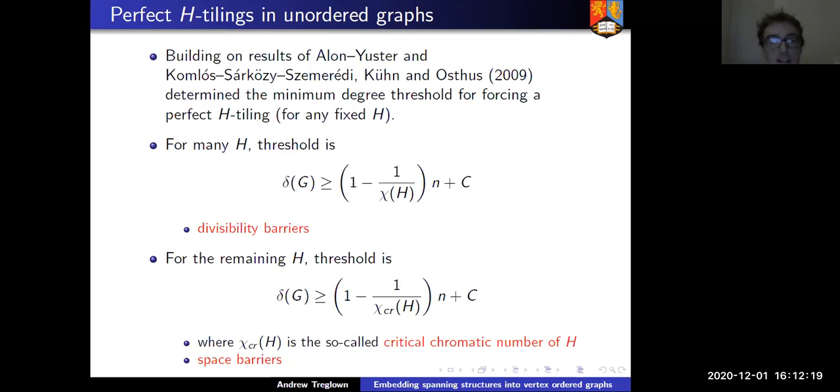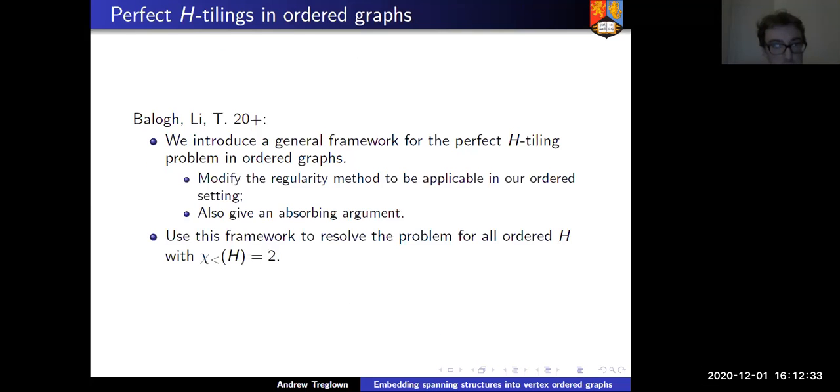For almost tiling with copies of H, this critical chromatic number threshold is the right one. And then either you're done at this stage, or there are some annoying divisibility issues, which mean that you have to go a bit higher. Okay, nice. So that's the dichotomy in the unordered setting. So what about the ordered setting?